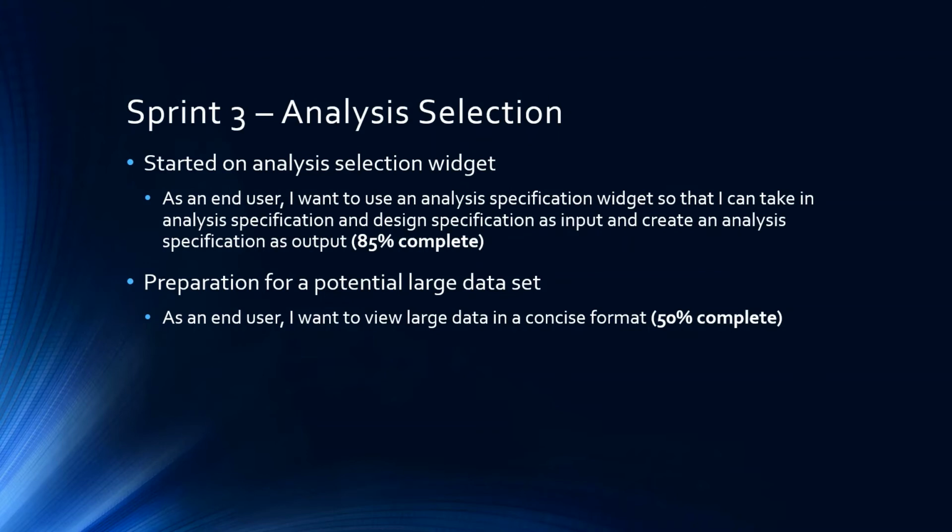Sprint 3 was when we started work on the next widget, and that is for analysis selection. This is mostly complete since the widget does not produce an analysis specification file as originally proposed. We also worked on a solution toward the potential for displaying large sets of data in a concise manner, and this would be mainly for the dimension selection and also for viewing results and graphs.